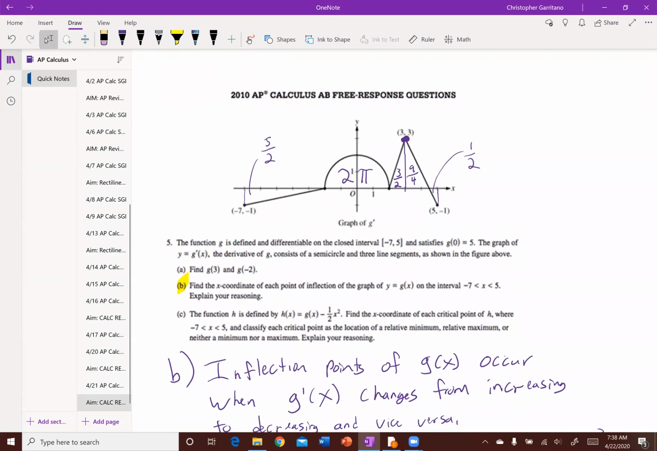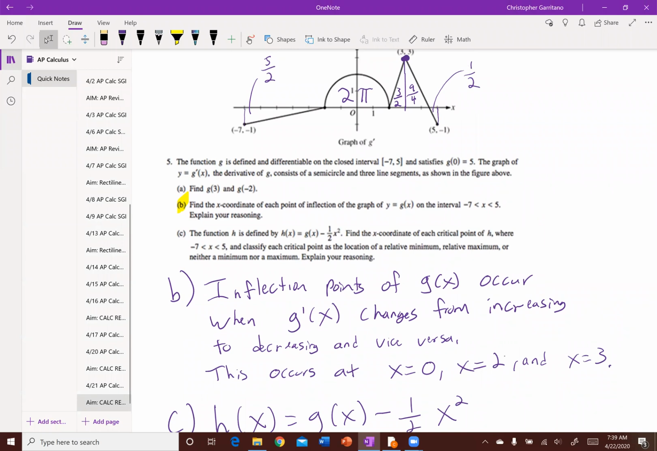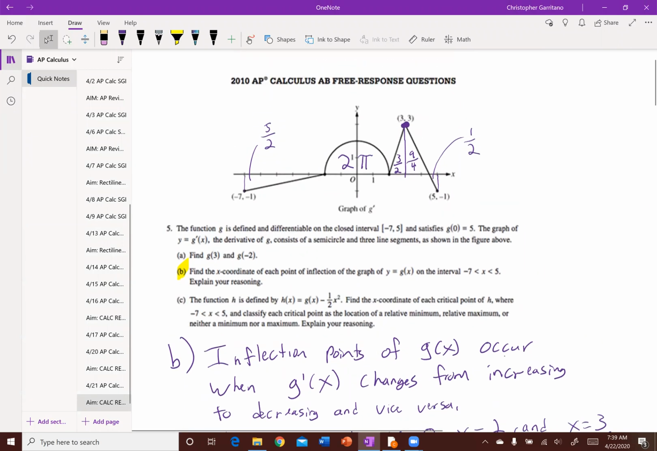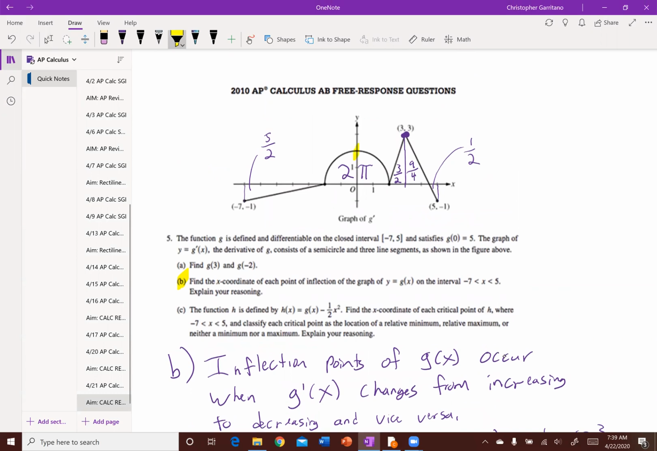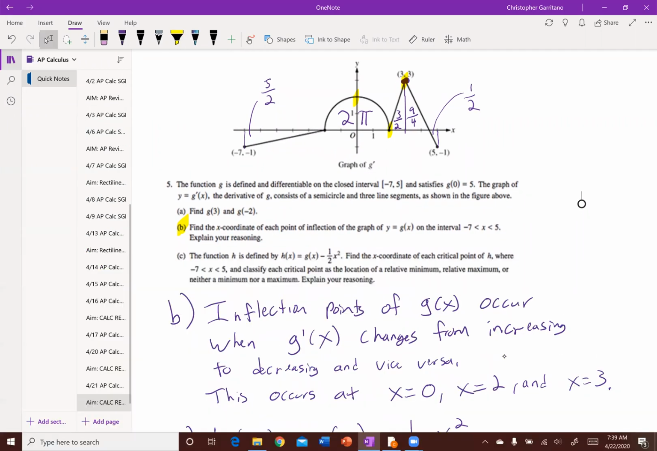and I'm given a graph of g prime, to me it's natural just to simply look at when the derivative is changing from increasing to decreasing. So I would write something that says inflection points of g of x occur when g prime changes from increasing to decreasing, and vice versa. And as you can see on the graph here, here's a point where g prime goes from increasing to decreasing. And here's another point where g prime goes from increasing to decreasing. And I missed one, yeah, x equals 2. So there are 3 points where g prime goes from increasing to decreasing, and so those are my 3 inflection points of g. Okay, so that one's pretty straightforward.